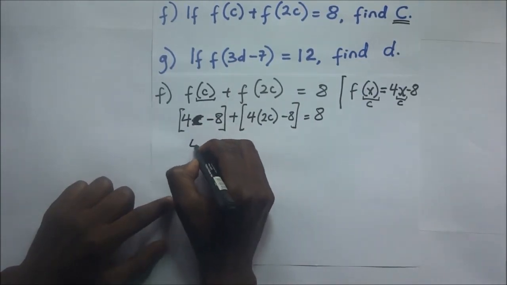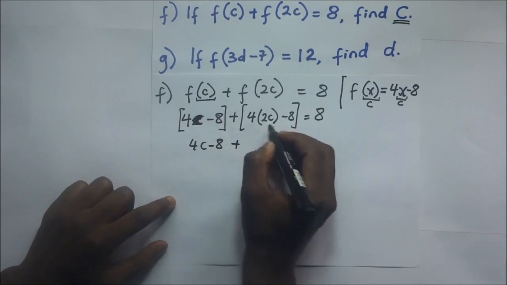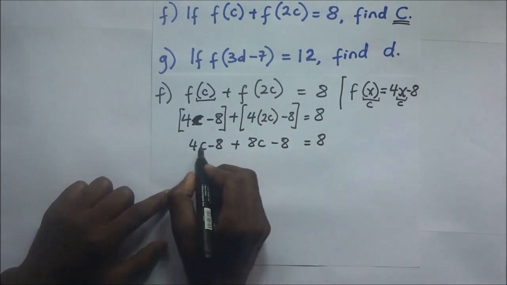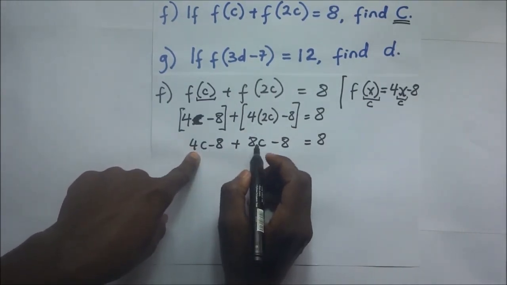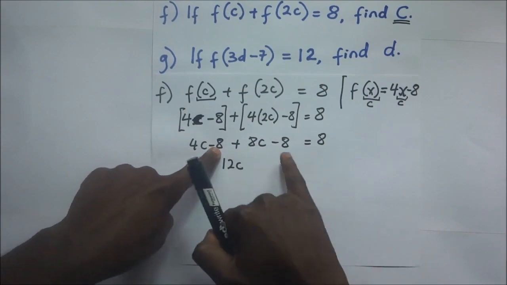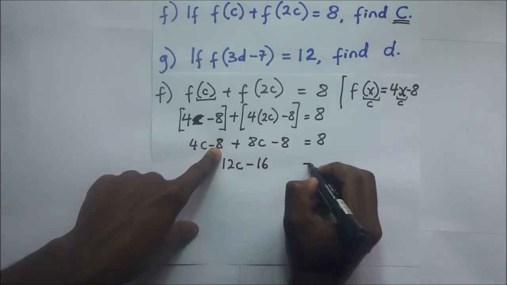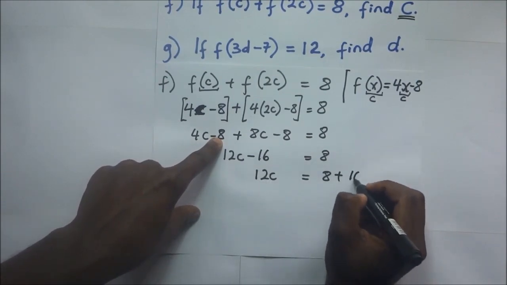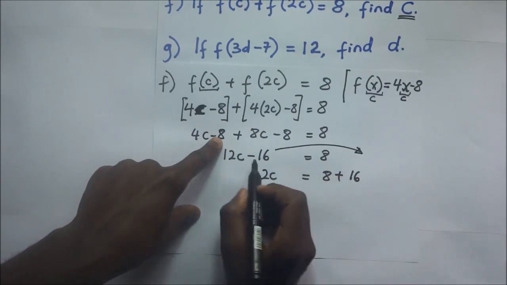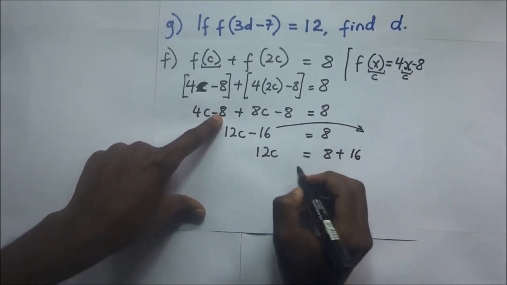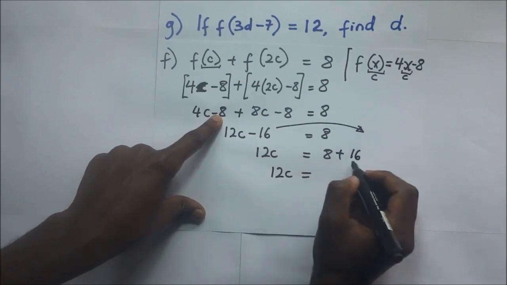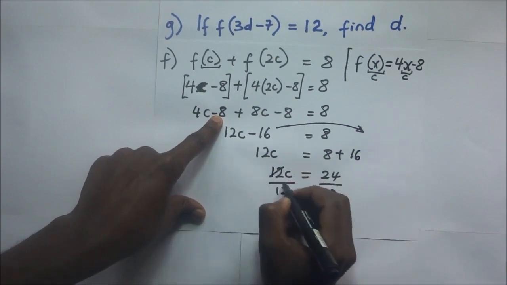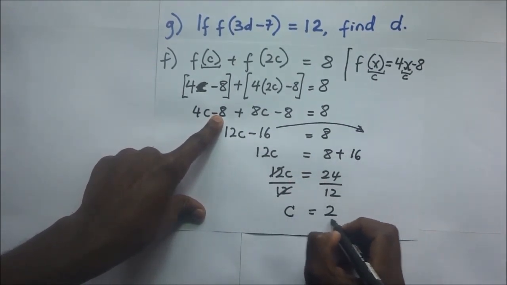So this is going to become 4c minus 8 plus 8c minus 8 is going to give us 8. So this becomes 4c plus 8c, 12c, then minus 8 minus 8 gives us minus 16, equal to 8. So we have 12c being equal to 8 plus 16, that is after 16 coming this way, and it becomes a positive after crossing the equal sign. So this becomes 12c giving us 24. Divide both sides by 12. We shall end up with our value of c as 2.